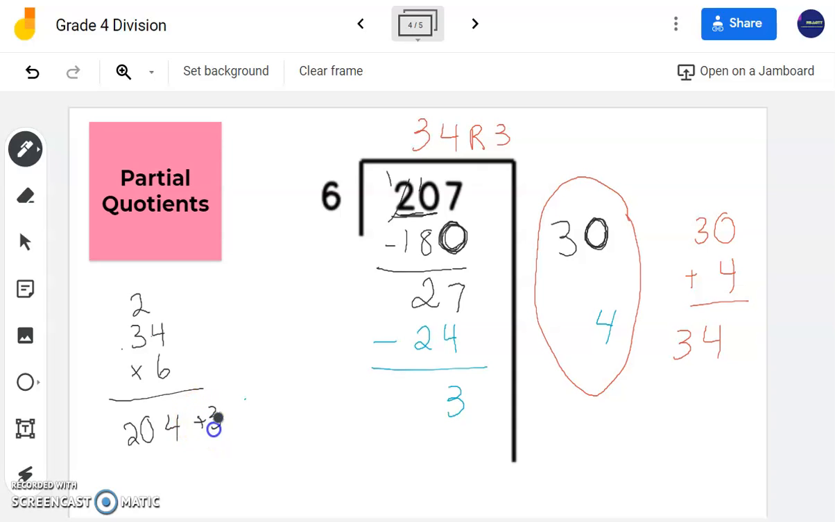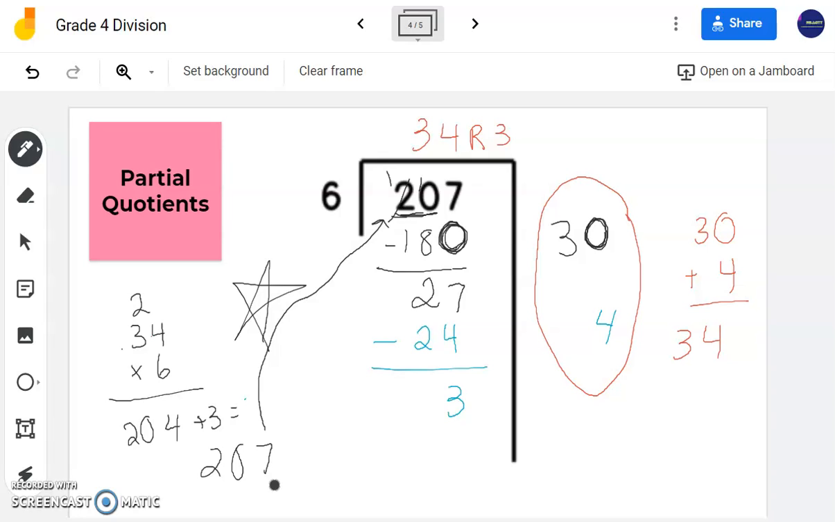So if I add 3, I'm left with 207. And notice 207 here is the same as my dividend. That means what I did is correct. So this problem is done using partial quotients, which is really, really amazing.